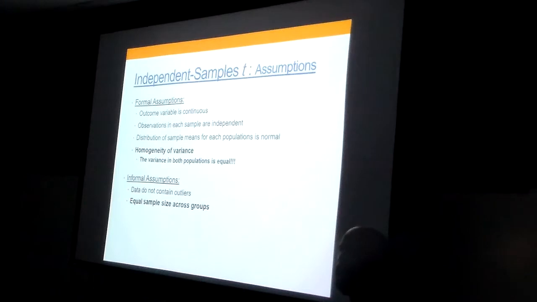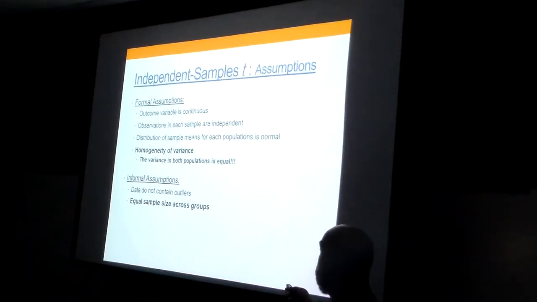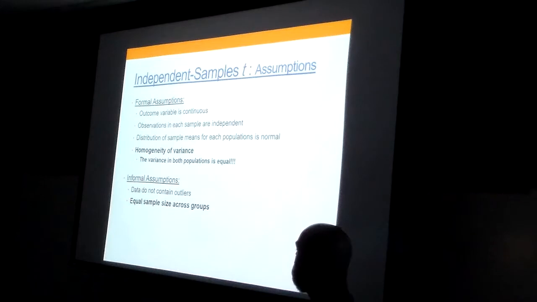That means that if I have group A who get instruction and group B that get a different type of instruction, everybody's scores are independent of one another, and we don't have any crossover there. We again expect, and this is important to recognize, the distribution of sample means for each population to be normal, okay?